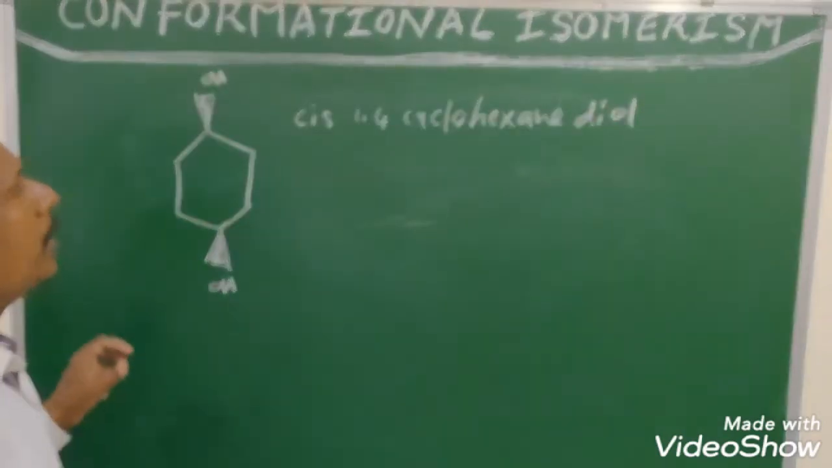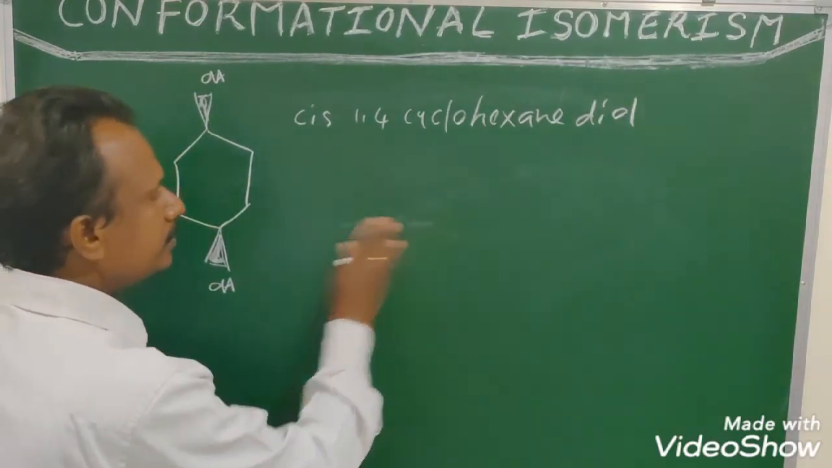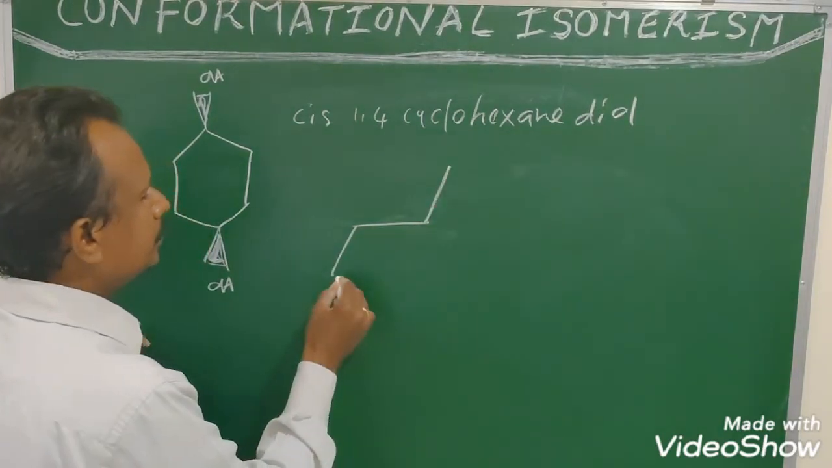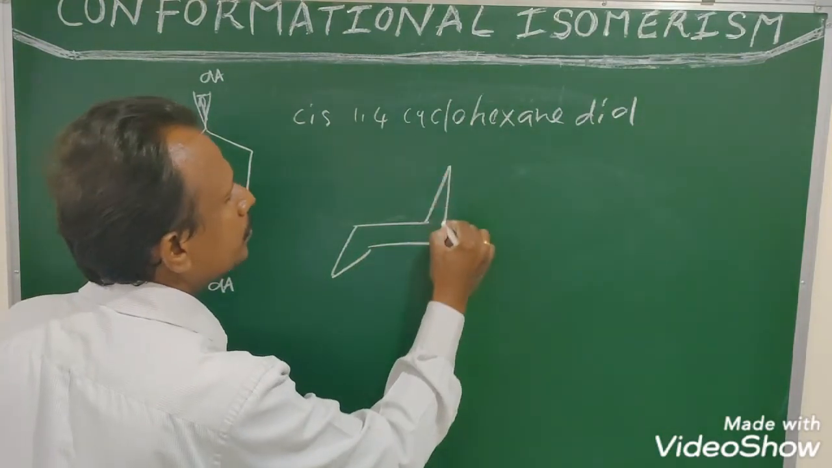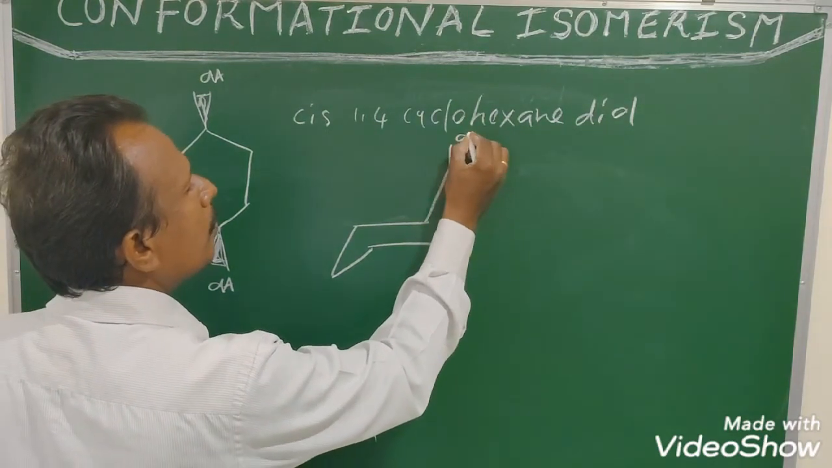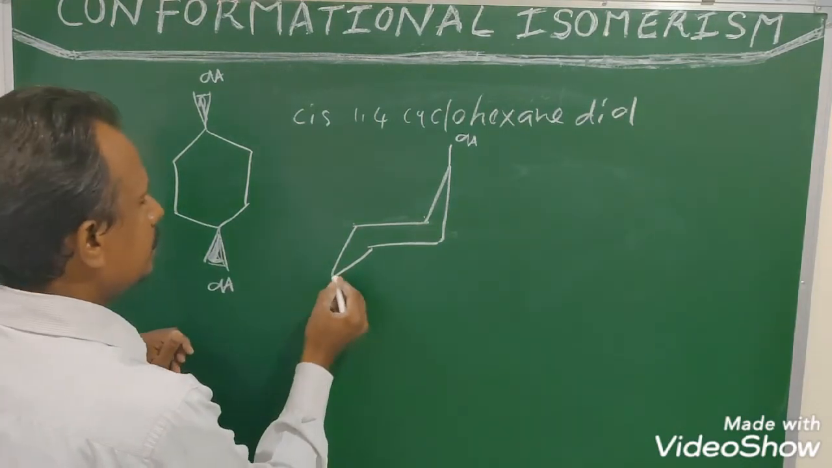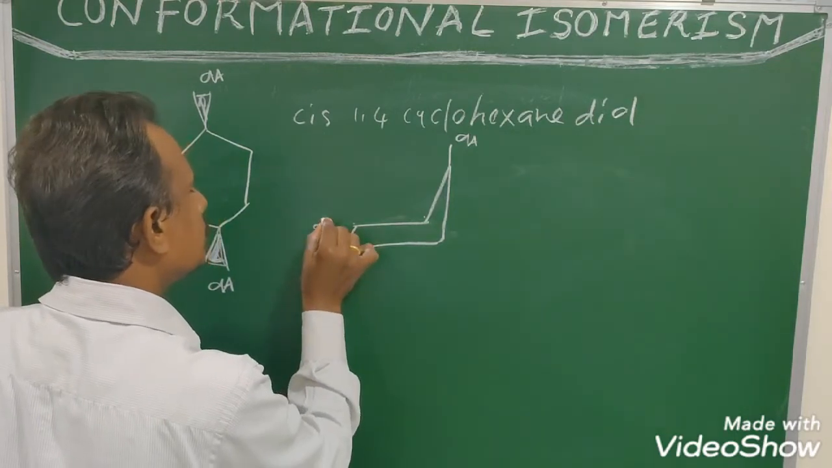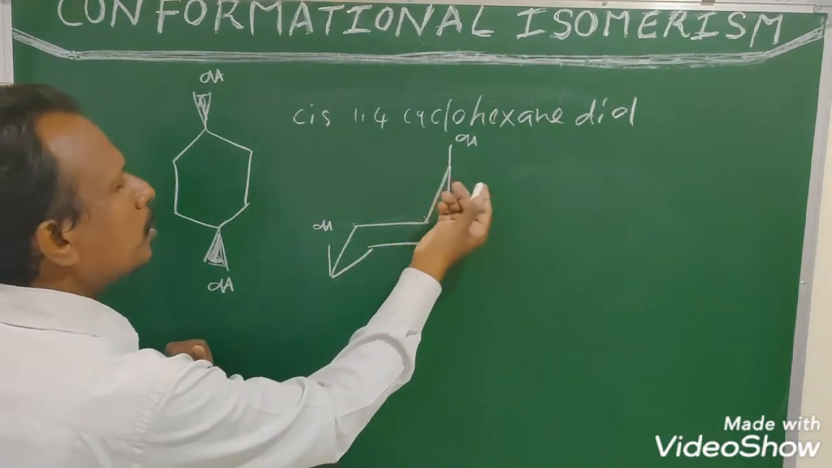Cis 1,4 cyclohexane diol also exists in two chair conformations. Here OH. Both are in cis. That means it is axial, it is equatorial. Both are in cis.